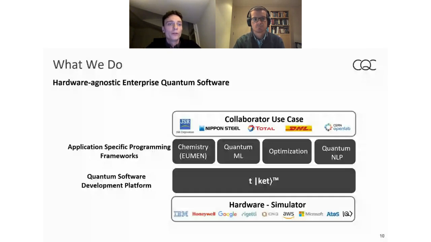And then we also work with research institutions like CERN Open Lab, where we're doing work on Monte Carlo simulations using certified random numbers that we can generate from a quantum computer, and also looking at quantum generative adversarial networks. We have many other collaborations that we haven't announced yet, but hopefully will in the future.